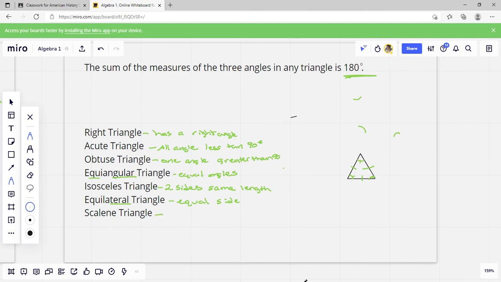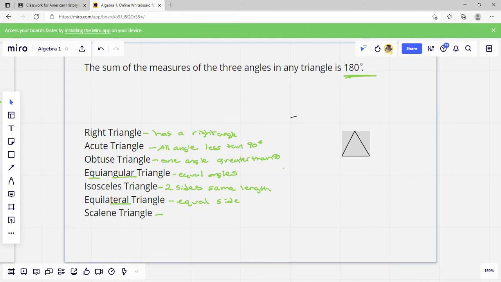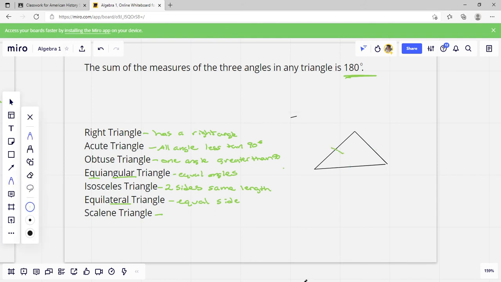All right, a scalene triangle has no sides that are equal, and therefore that means it will have no angles that are equal either. So let's see if I can turn this into one of those. Okay, so this one, each side is different. So there's this side, and it's different from that side, and it's different from that side. So all three angles and sides are different.